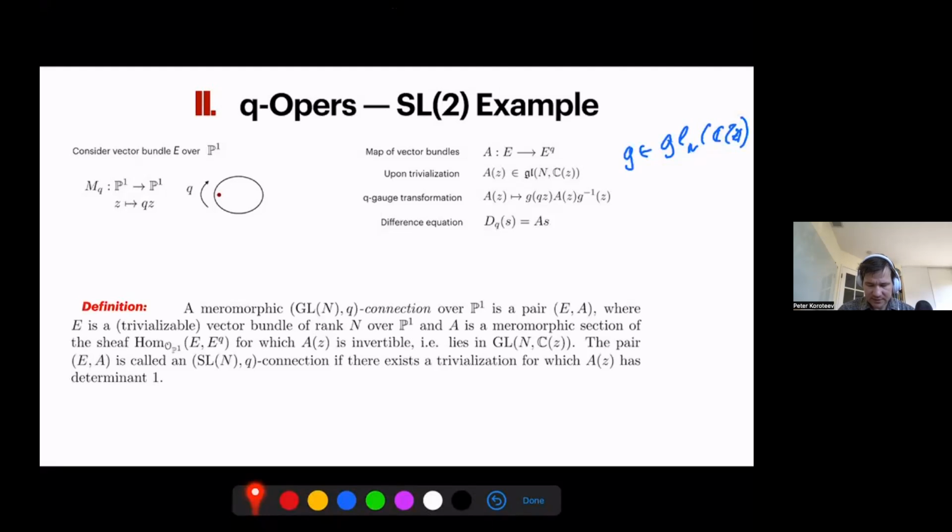A meromorphic GLN q-connection over P1 is a pair of a bundle E and a linear map A, where E is a trivializable bundle of rank n over P1, and A is basically a section of this sheaf. The structure sheaf over P1 is a fancy way to say it's a space of functions from E to E^q, for which A(z) is invertible. So it lies in GLN, and you can similarly introduce the SLN version if you require that the determinant is equal to 1.